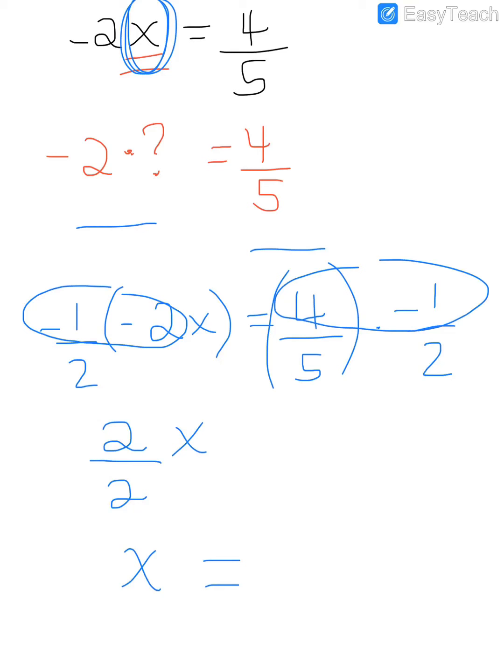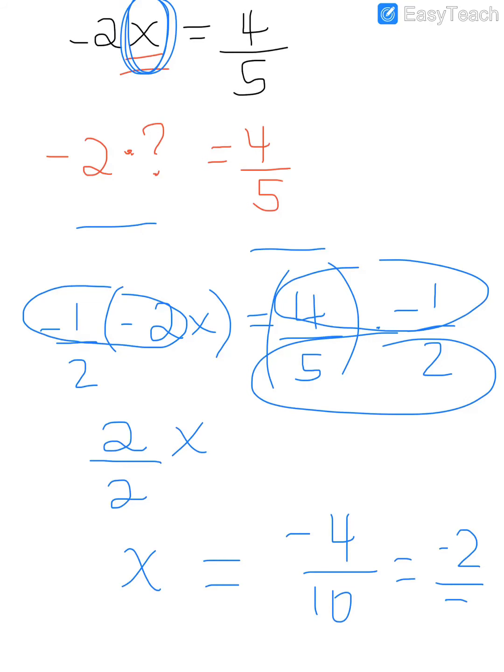4 times negative 1 is negative 4, and 5 times 2 is 10. So we could leave it like this, or we could think about reducing it. I notice both of these numbers are divisible by 2, so this would be negative 2/5. We could always plug this number in for our x right here to make sure that it works out. So let's do that quickly so that we're doing some sense making.